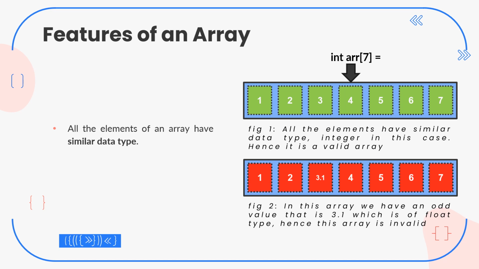As depicted in figure 1, all elements in the array are of the same data type, specifically integer, making it a valid array. However, in figure 2, there is an odd value, which is a floating point number. Since the array is of integer type, it cannot properly accommodate a float value, rendering it invalid in this context.